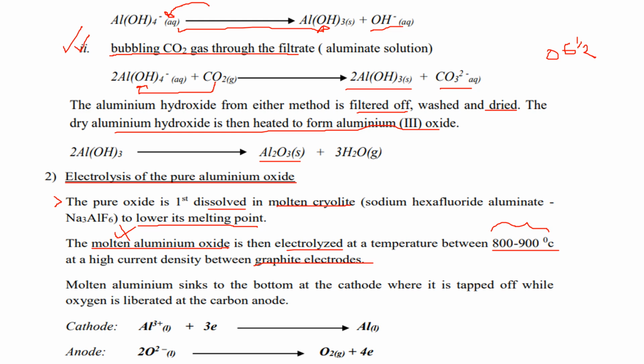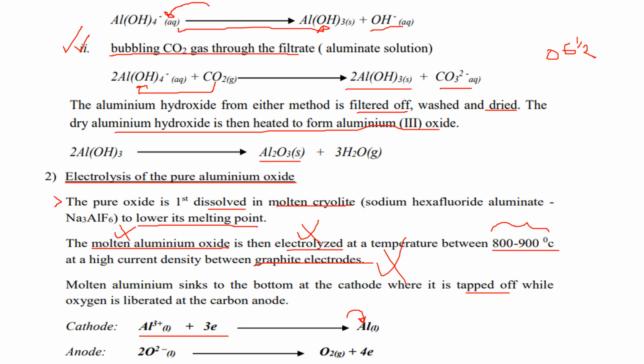We dissolve it in molten chloride so that it can dissolve in it and everything becomes molten. So the molten chloride or the molten aluminium oxide is then electrolyzed. You can say that it's then electrolyzed between graphite electrodes so that you can shorten your work. And we're saying that at the cathode, aluminium will be discharged. And once aluminium is discharged, it's going to give us molten aluminium, which is going to be tapped off at the bottom.